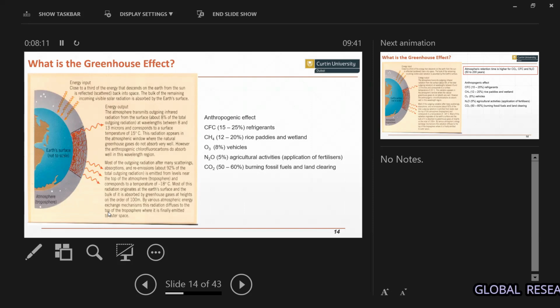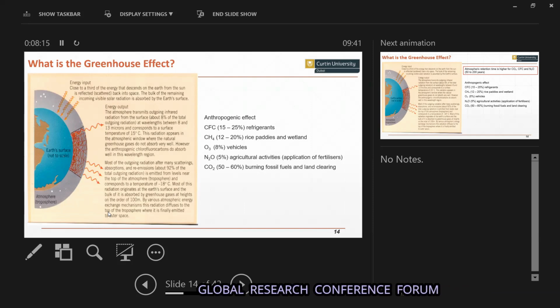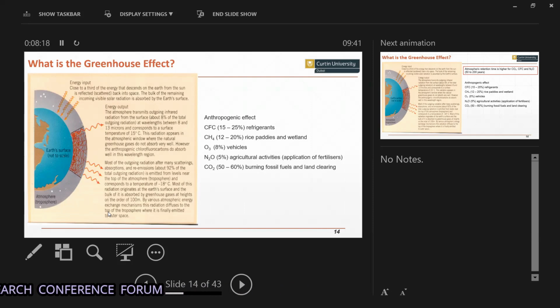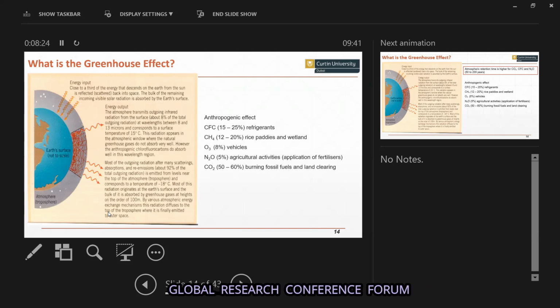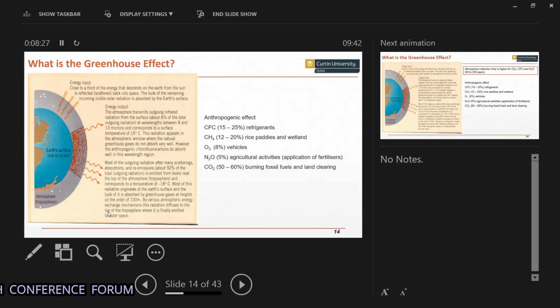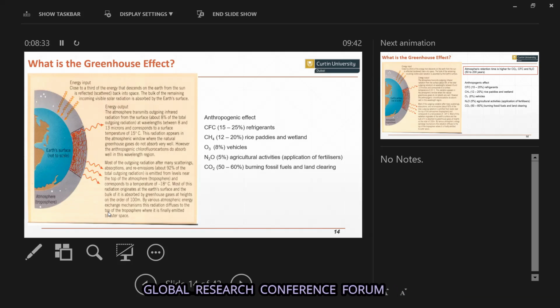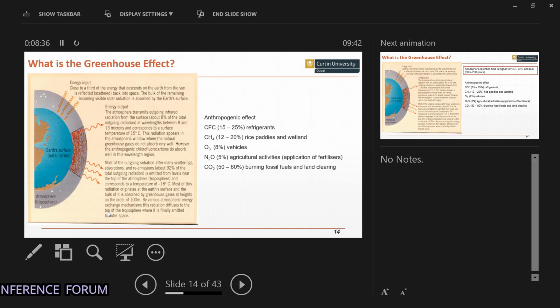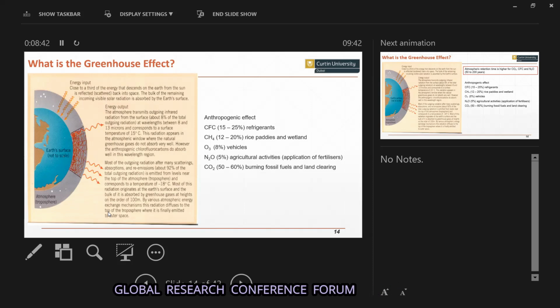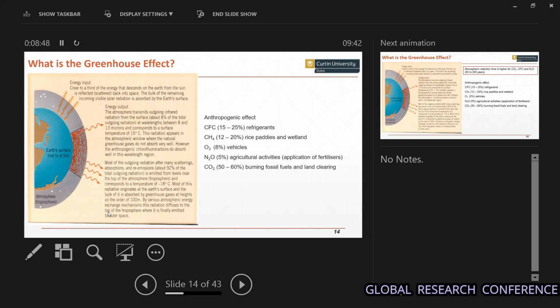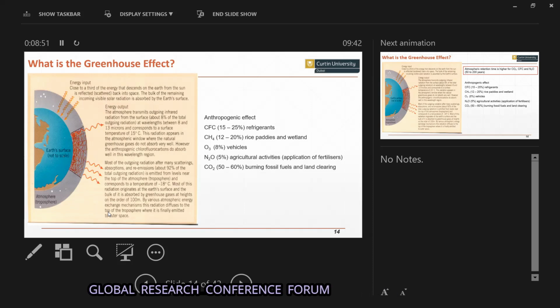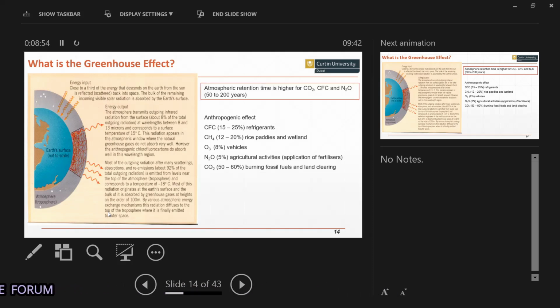These gases go from the earth to the troposphere in the atmosphere and stay there for about 200 to 500 years. The energy from the sun comes in at high intensity, so it easily passes through. But when the energy goes back from the earth's surface towards space, the wavelength is very long, therefore it cannot pass through the greenhouse layer. Therefore the heat is trapped, and the temperature rises.